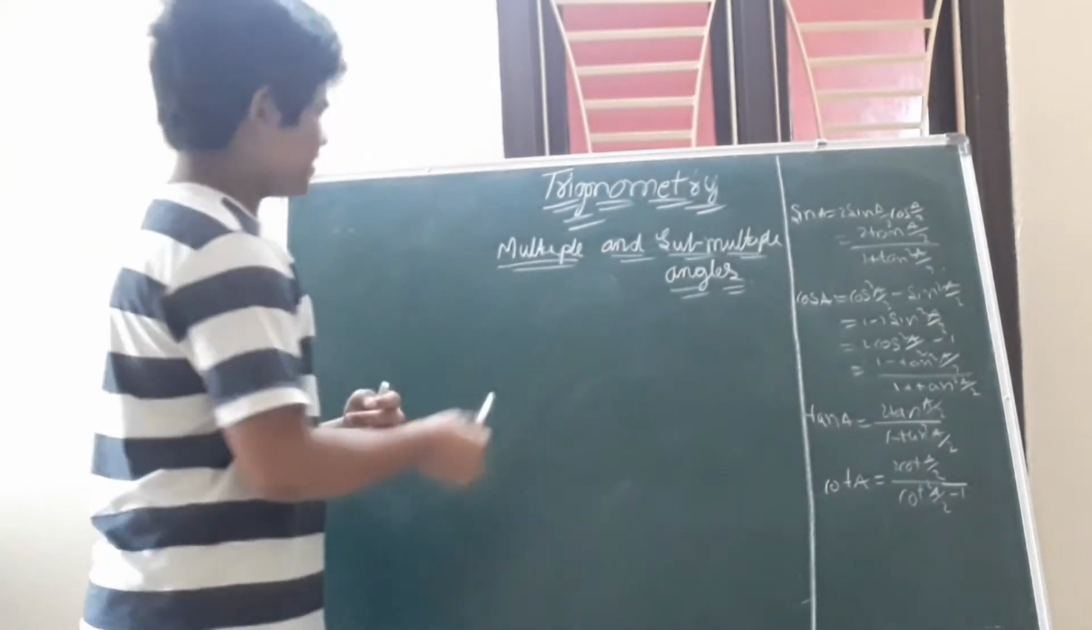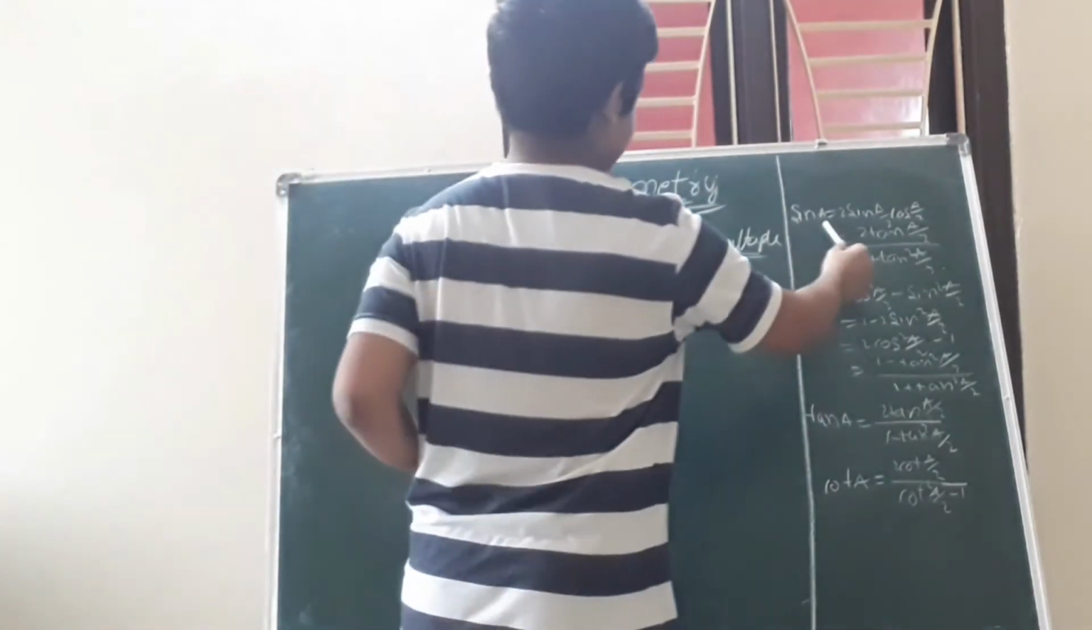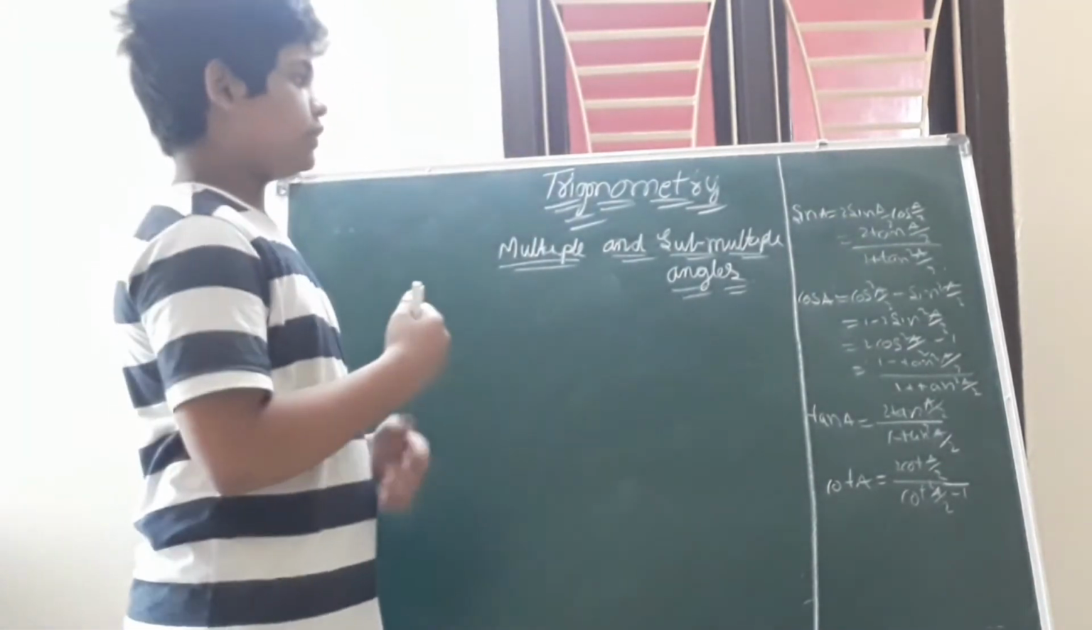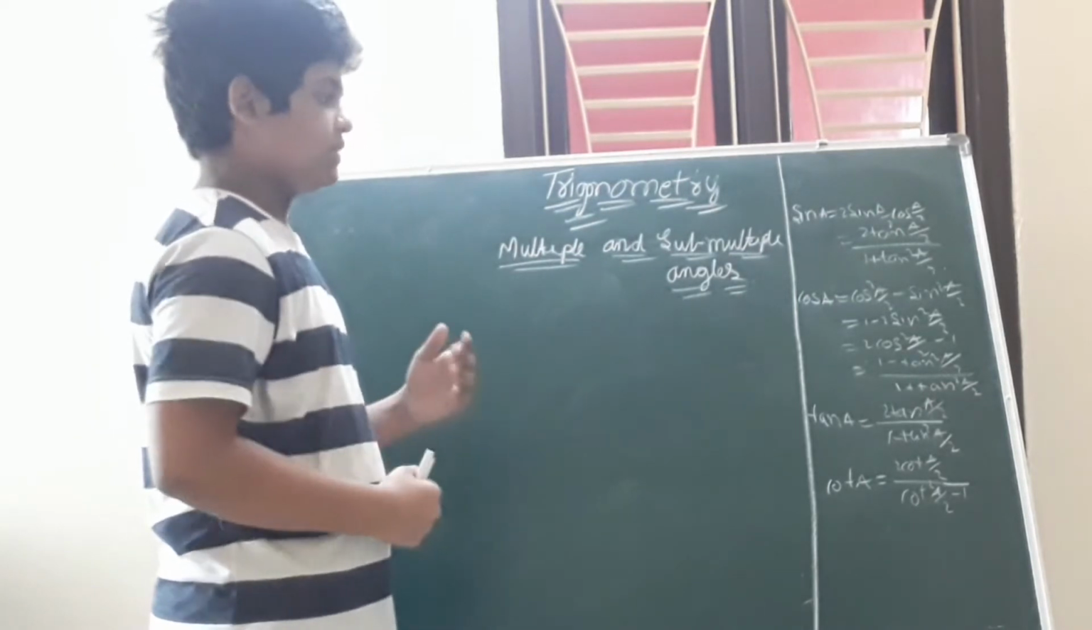And now let us discuss some multiple angles. The first one is sin A equals 2 sin A by 2 into cos A by 2, which is also equals 2 tan A by 2 by 1 plus tan square A by 2.